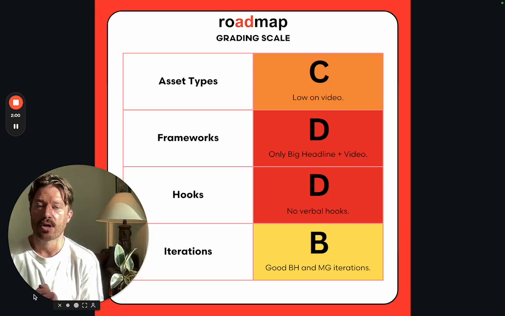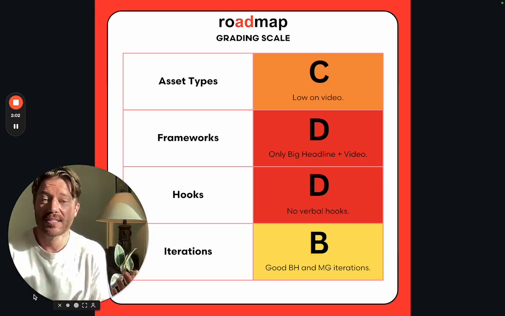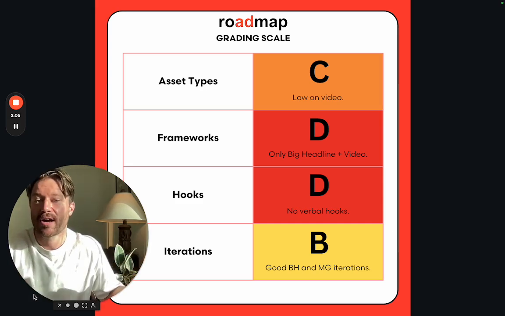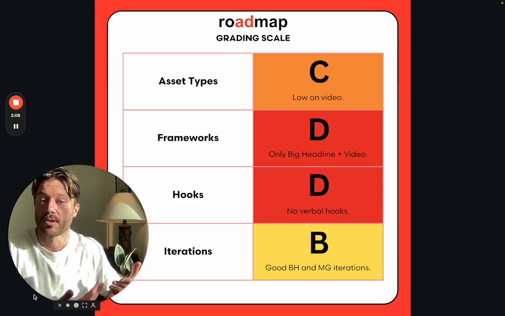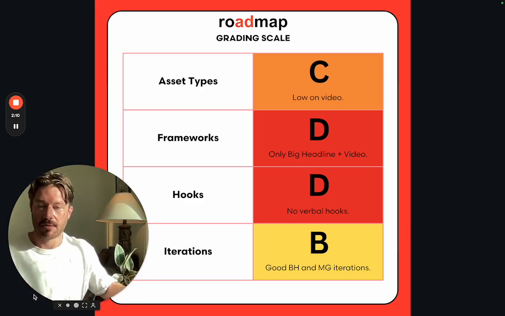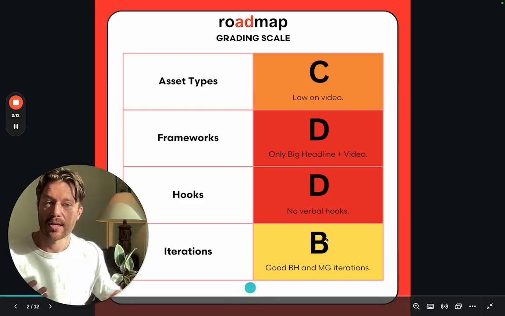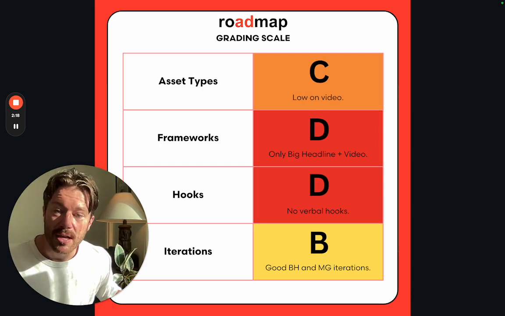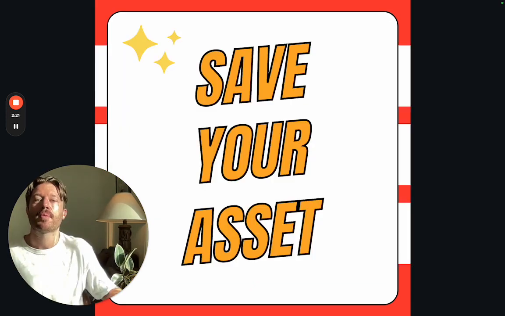And then B for iterations, which is the case when you're not testing a lot of things. If you're only testing within Big Headline, you're going to have a higher iteration score because you're really only doing one thing. So the B for iterations is really, again, just showcasing that there's not a whole lot of diversity within this account. How do you get more diversity? How do you get better performance?